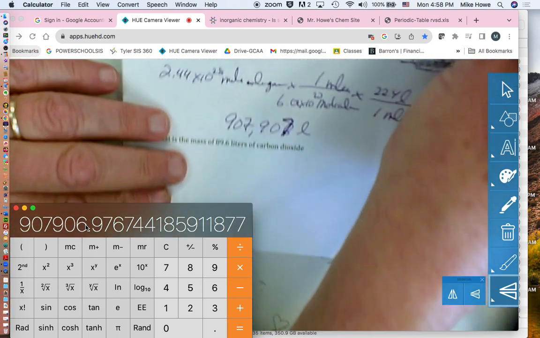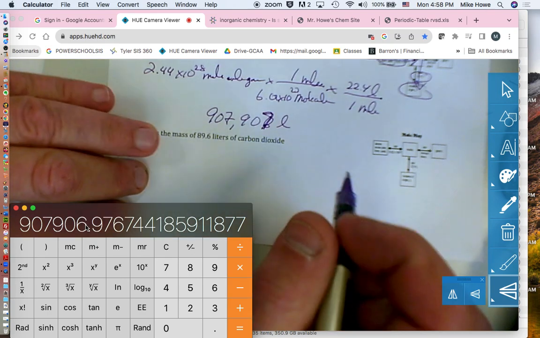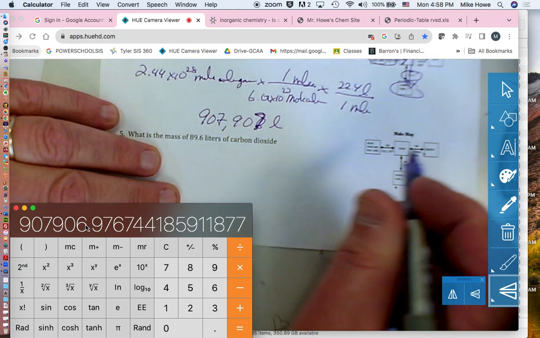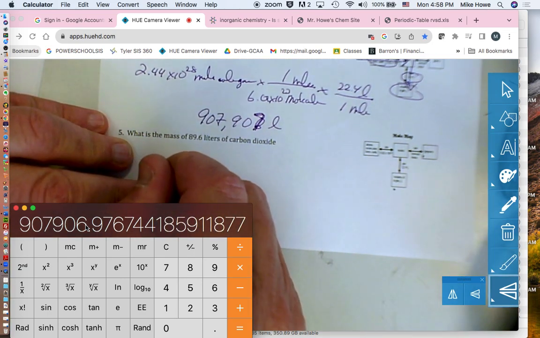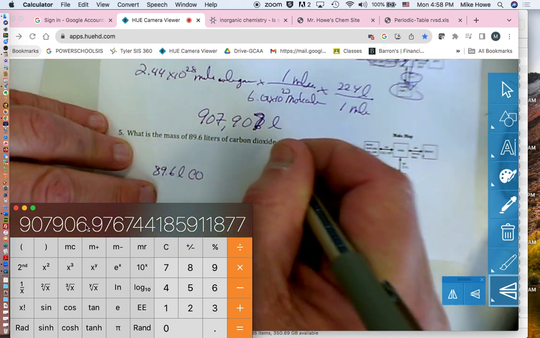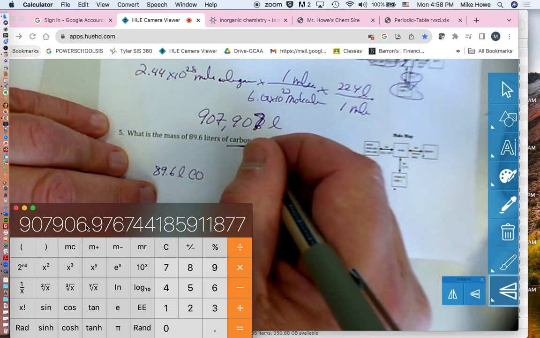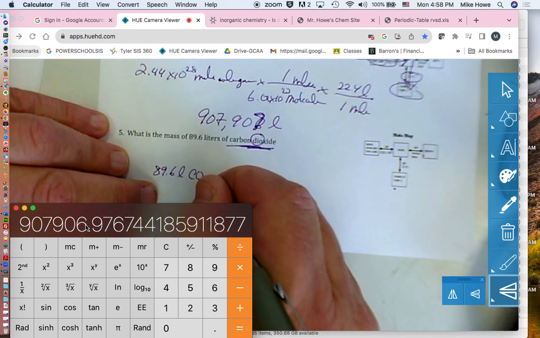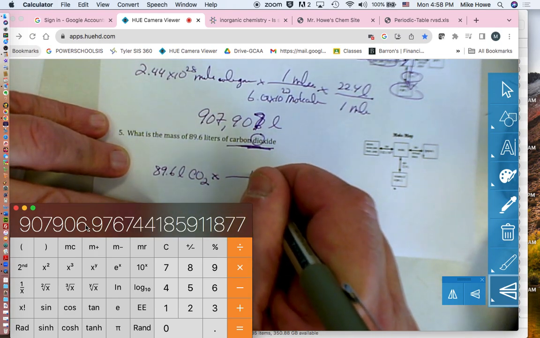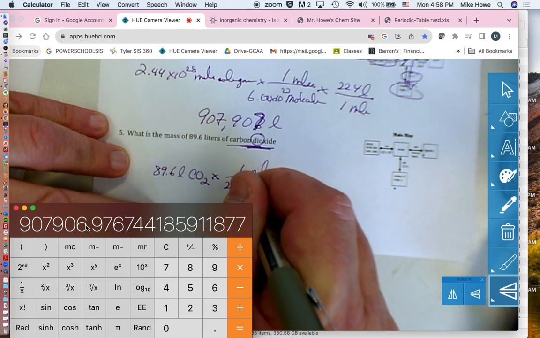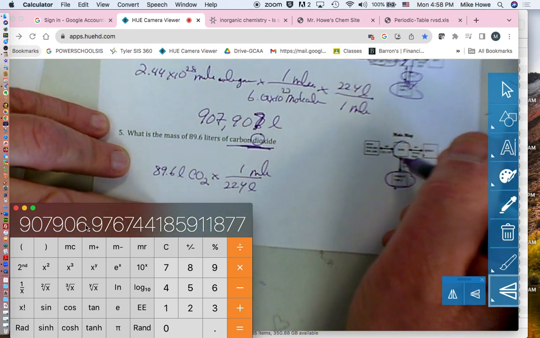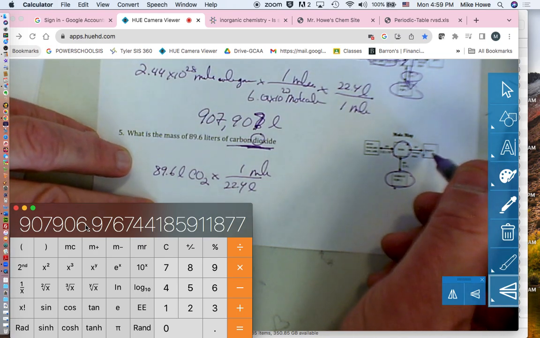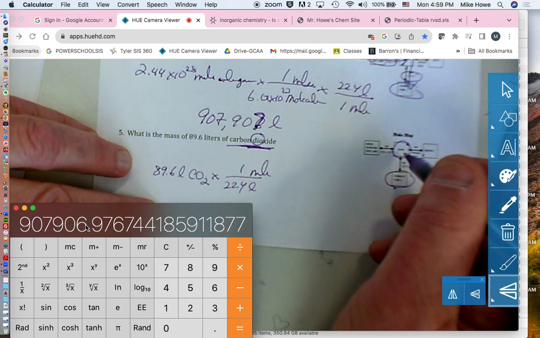Okay, last question. You want to know the mass of 89.6 liters. So liters are down here. You're trying to find mass, which is over here, grams. So you take your 89.6 liters of carbon dioxide. Again, you'll have to find your chemical formula, but what's di mean? Di means 2, so carbon with 2 oxygens. Liters here, moles here, 1, 22.4. So we just went from here to there. Now we want to go to mass. Is mass atoms, molecules, formula units, or is mass measured in grams? Well, it's measured in grams, so you're going to go this way.